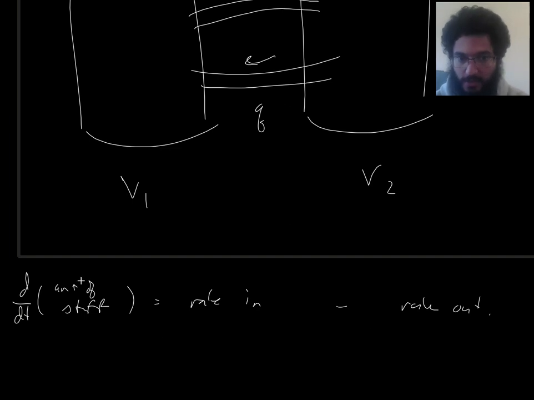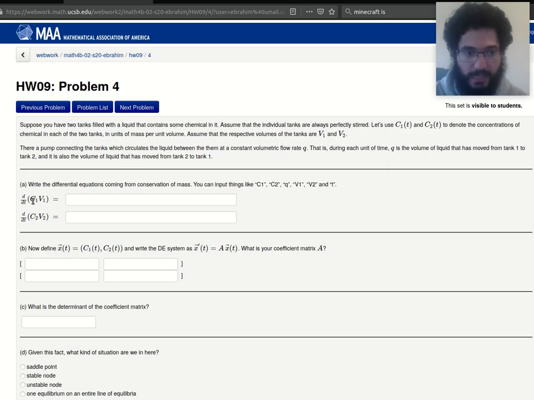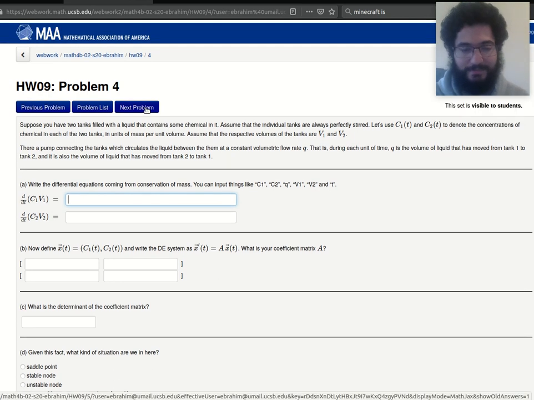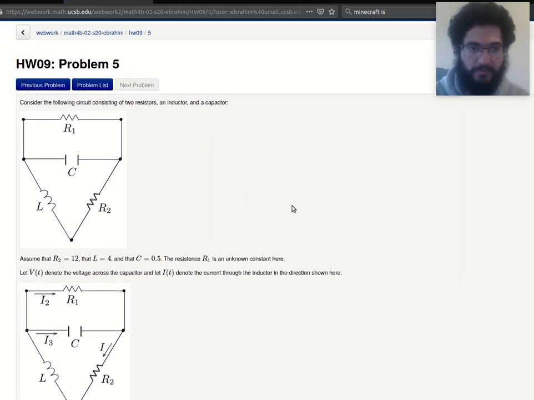And just make sure you're clear on the units everywhere so that you don't write something nonsensical. And this is pretty much going to work. So that's like conservation of the amount of stuff. In your case, the amount of stuff is the amount of chemical. So you see how this is set up for you on the left-hand side? C1 V1 is the amount of chemical or salt or whatever it is that is in tank number 1. So d/dt of that should be the rate at which stuff is coming in minus the rate at which stuff is going out. Then, I think the rest you can figure out on your own. So let's look at problem 5 now.